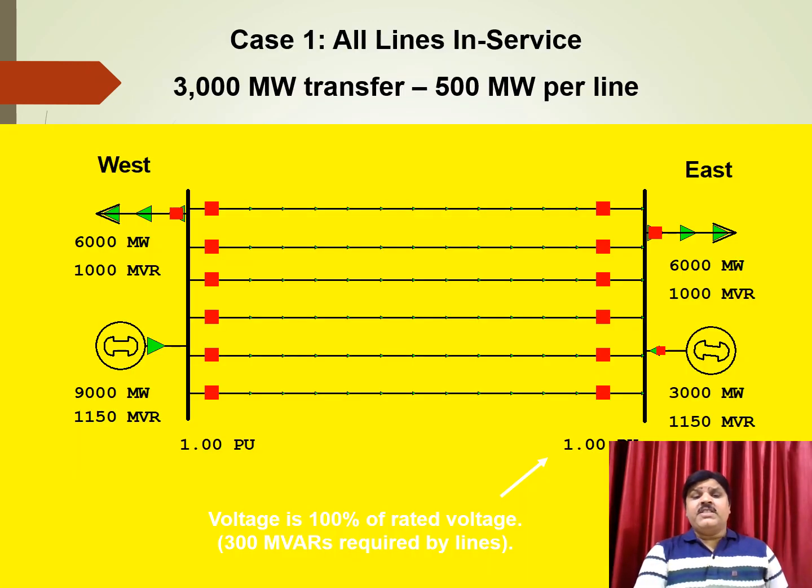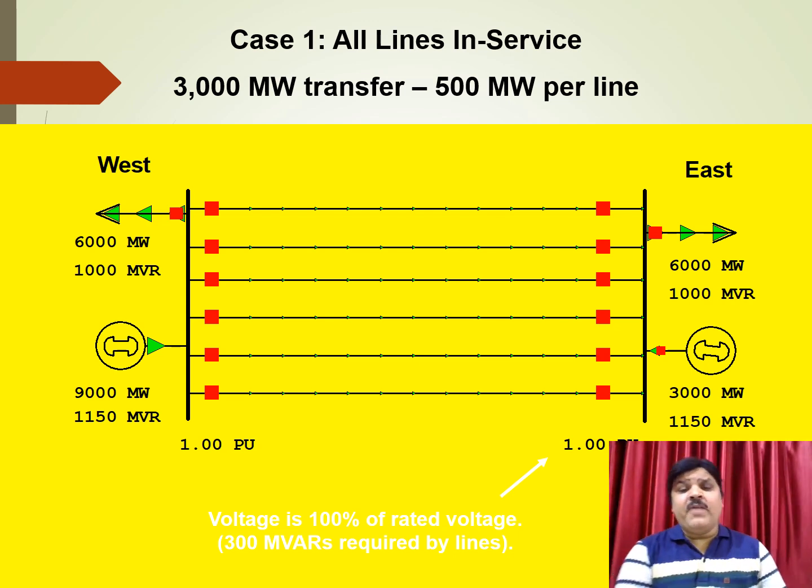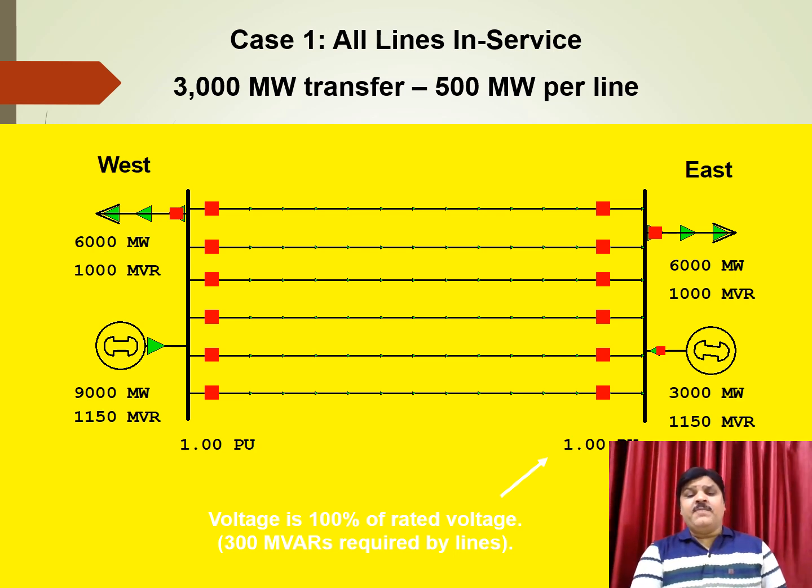Now we can see here a case study of transmission lines. If the number of lines decreases and reactive power demand increases, then the grid may collapse. Here there are six lines, 500 megawatt each, and 3000 megawatt is being transferred by two generators, and the load is equally divided between the west corridor and the east corridor. Here we can see that voltages are well within the permissible limits, and if we take the lines out one by one, then we can see the impact.